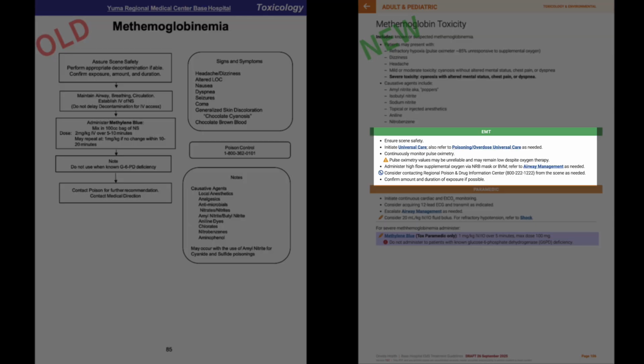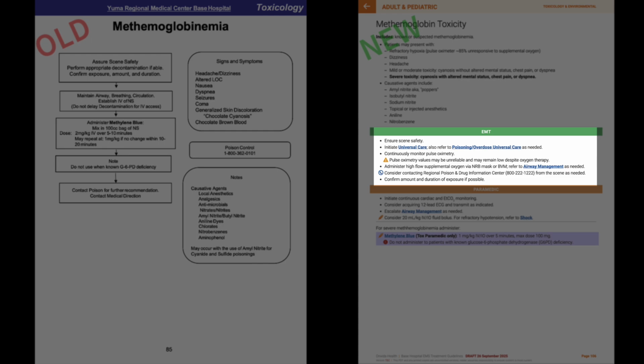For EMTs, begin with scene safety and initiate universal care. Administer high-flow oxygen via non-rebreather mask and start pulse oximetry monitoring. Be aware that pulse oximetry values may be unreliable in methemoglobinemia and may remain low despite oxygen therapy. You're going to be looking for the classic refractory hypoxia, where the pulse oximetry readings remain pegged at around 85% no matter how much oxygen you administer to the patient.